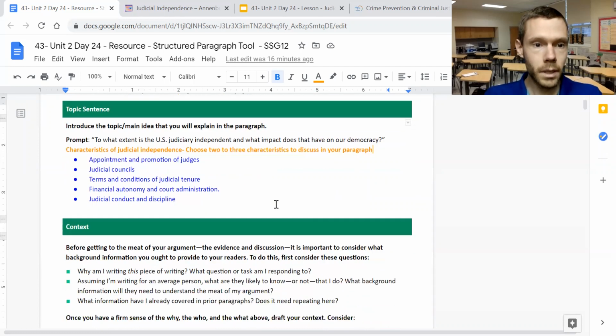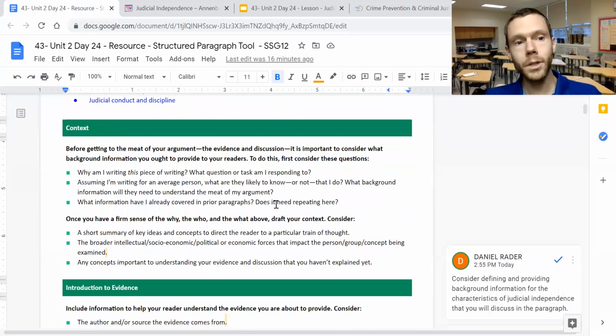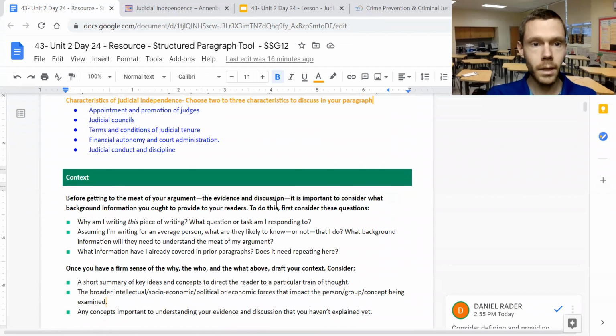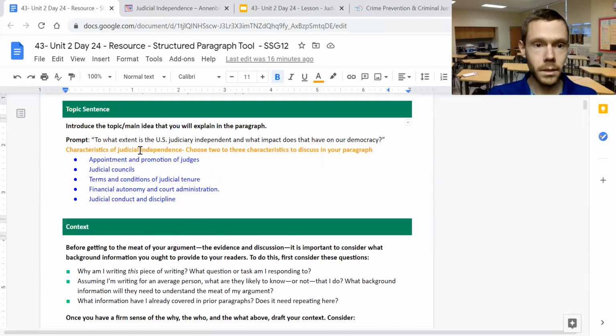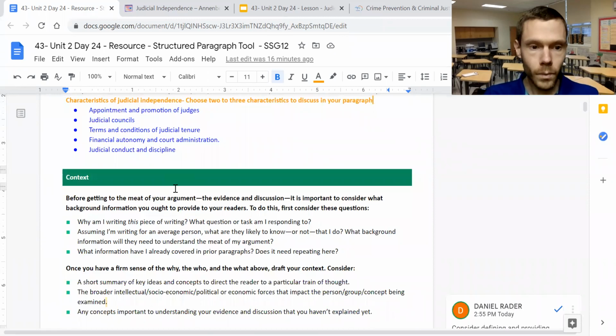When we think about the next part of the paragraph, we want to provide context for our readers. We want to try to engage our audience and help them understand the general background information they'll need to understand what judicial independence is, so that if we're going to make a claim that in the United States the judiciary is independent, somewhat independent, or not really independent, we can have some very clear evidence to support our positions.